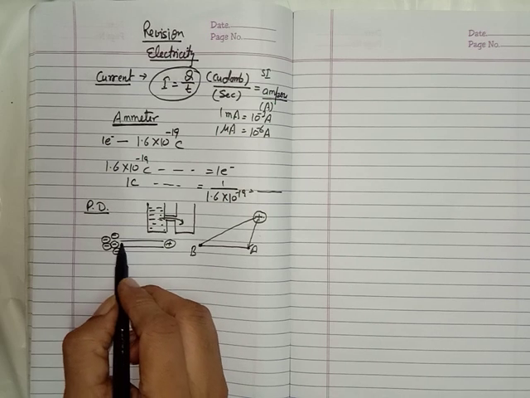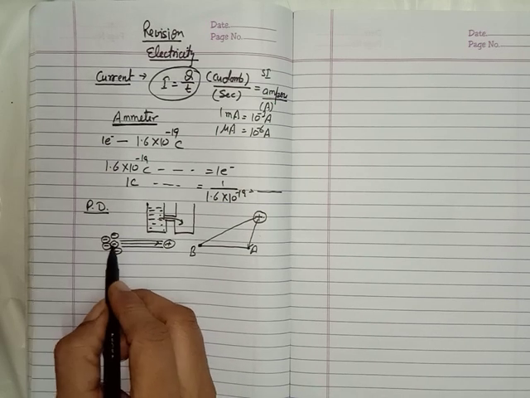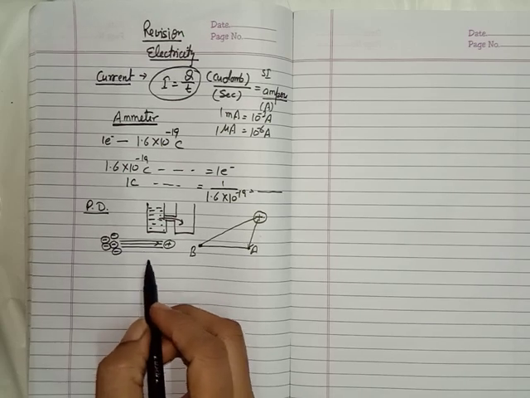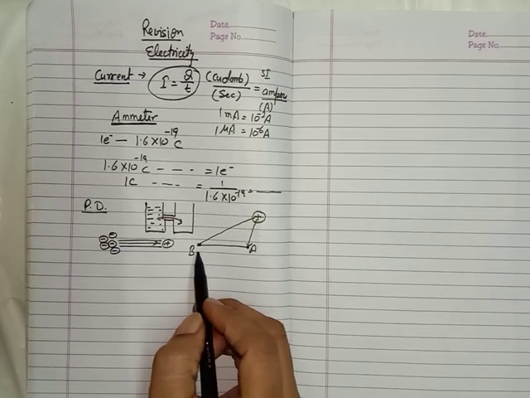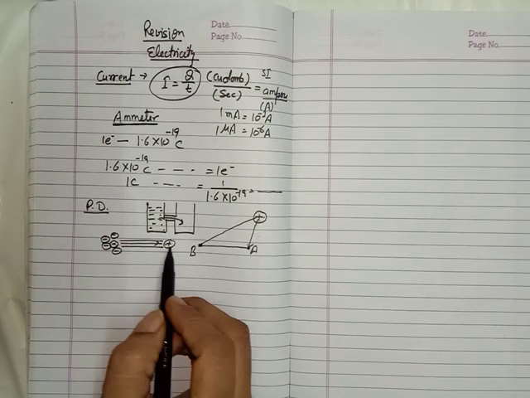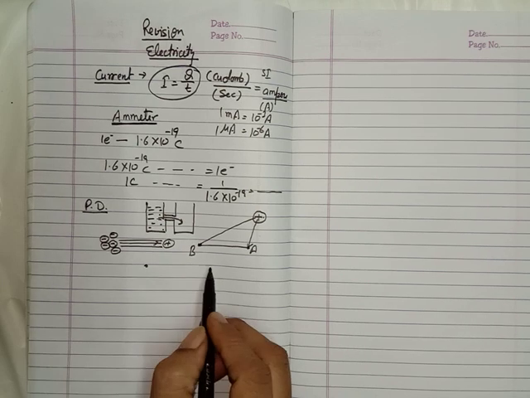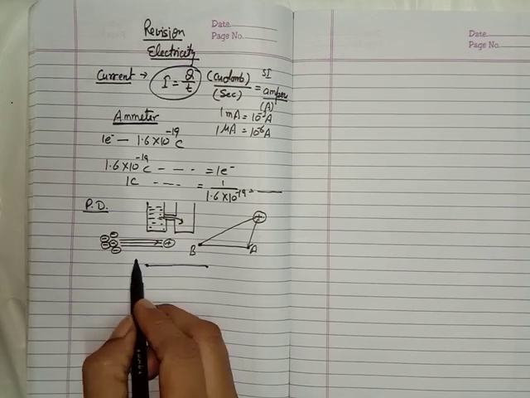Charges will flow from this point to this point till both the points have the same number of charges. The same thing happens in these cases. Why does the current flow from one point to another point? What we have to do is create a potential difference between these 2 points.